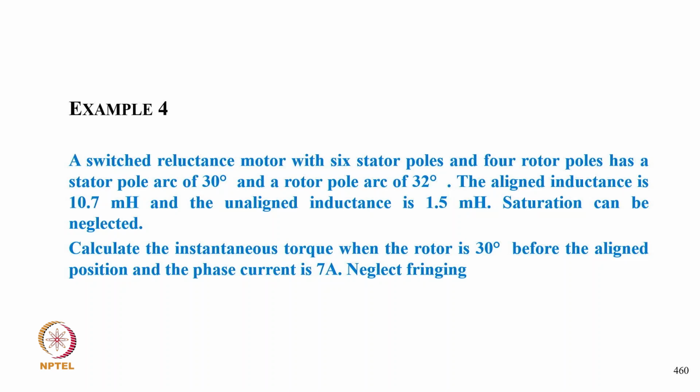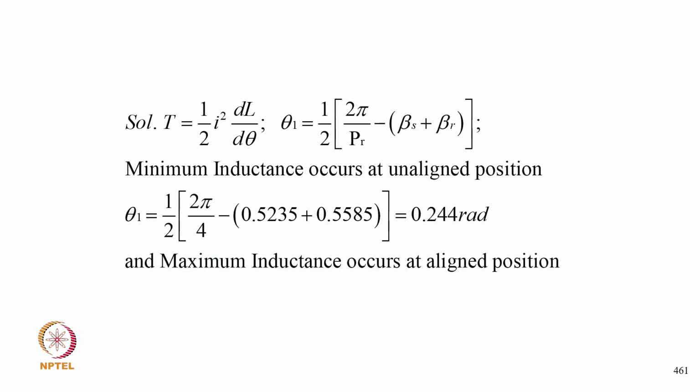Aligning inductance is 10.7 millihenry and the unaligned inductance 1.5 millihenry. The saturation can be neglected. Calculate the instantaneous torque when the rotor is 30 degrees before the aligned position and the phase current is 7 ampere. Neglect the fringing. So solution is torque equal to half i square dL upon d theta.